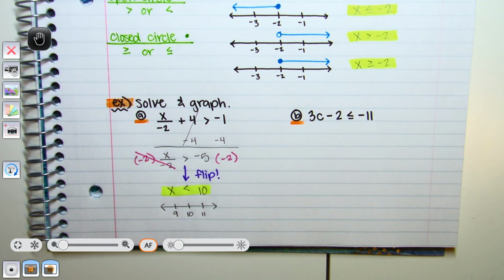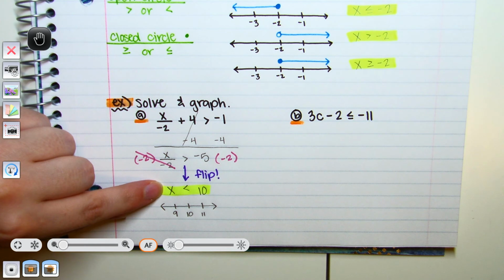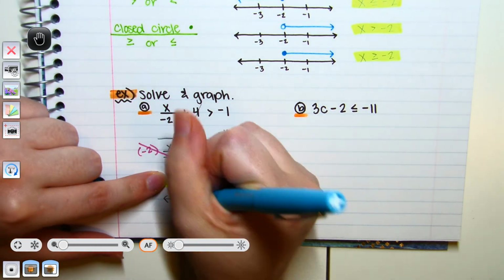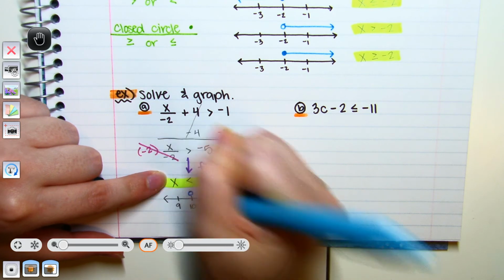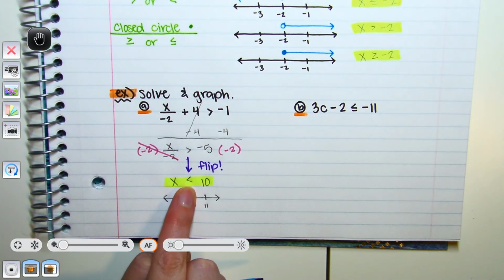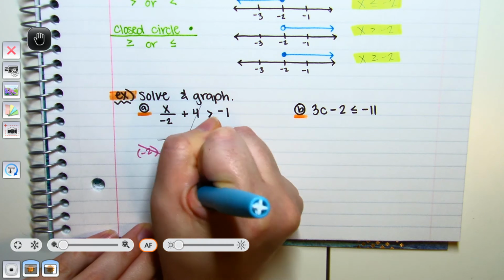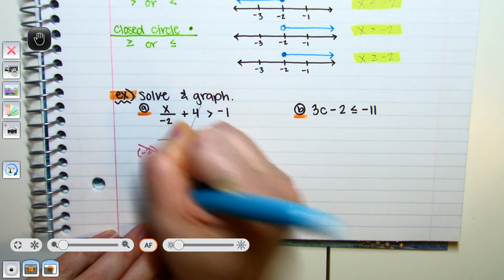All right, now if I were to graph this, will this be an open or closed circle? Good, it's going to be an open circle. And it's all of the values that are less than 10 or smaller than 10. So the numbers that are smaller than 10 is everything going this way.